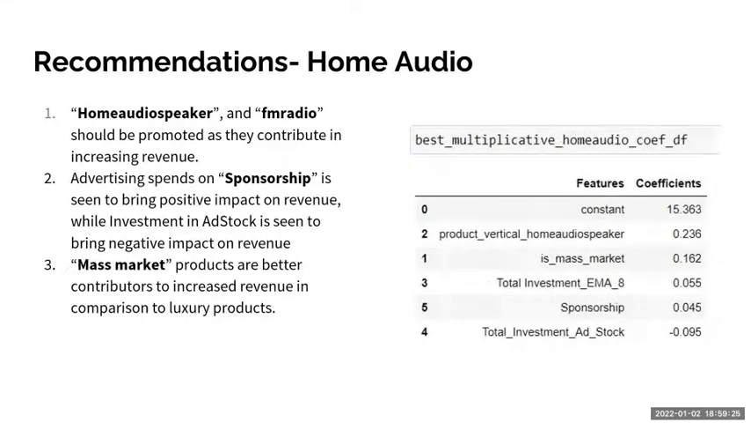For home audio, the same stuff. Which product verticals? Home audio speaker and FM radio contribute positively. Marketing channels: sponsorship is contributing positively, whereas your investment in ad stock is contributing negatively to the revenue. And the same insight as before, mass market products are better contributors than your luxury products to the revenue.